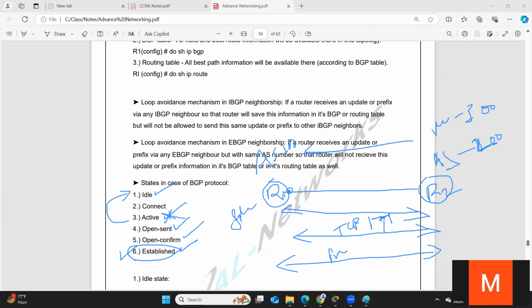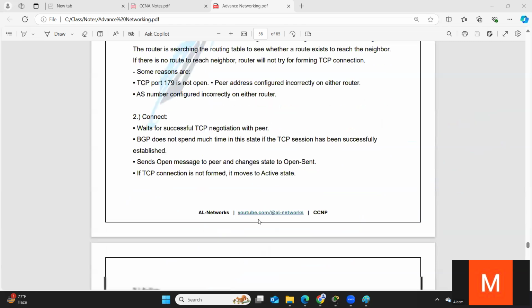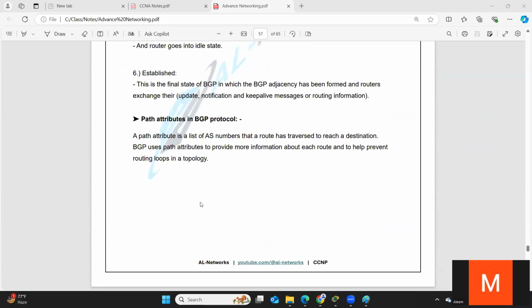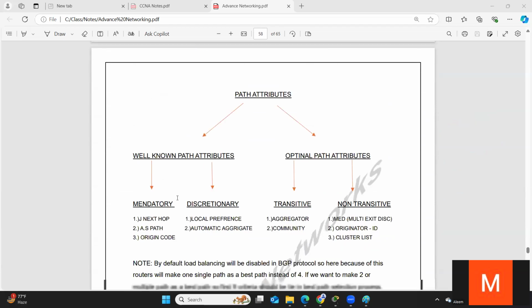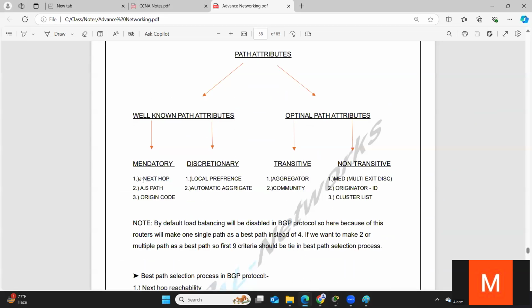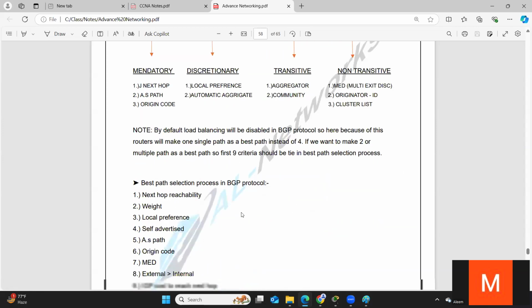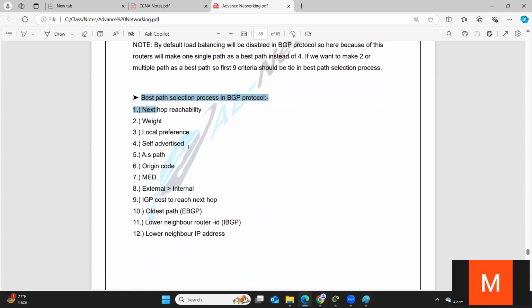Anyway, this is all about BGP, and we have some path attributes. BGP works based on these path attributes: next hop, AS path, origin, local preference. Here we have mandatory and discretionary, and transitive and non-transitive attributes. So basically it works based on these.